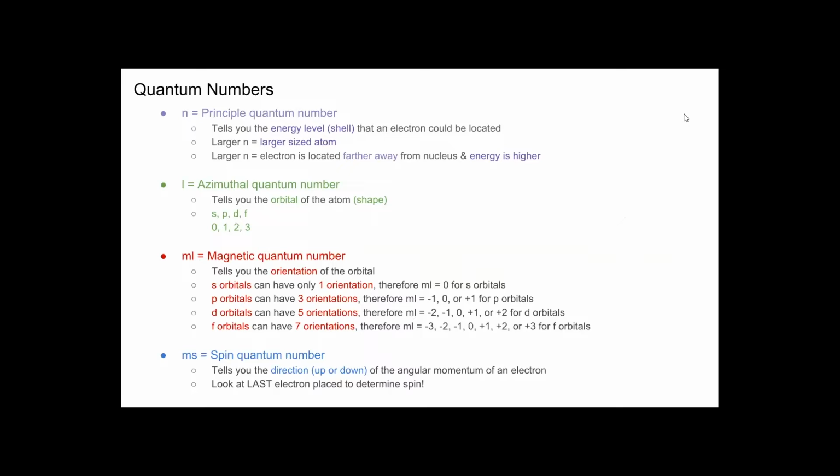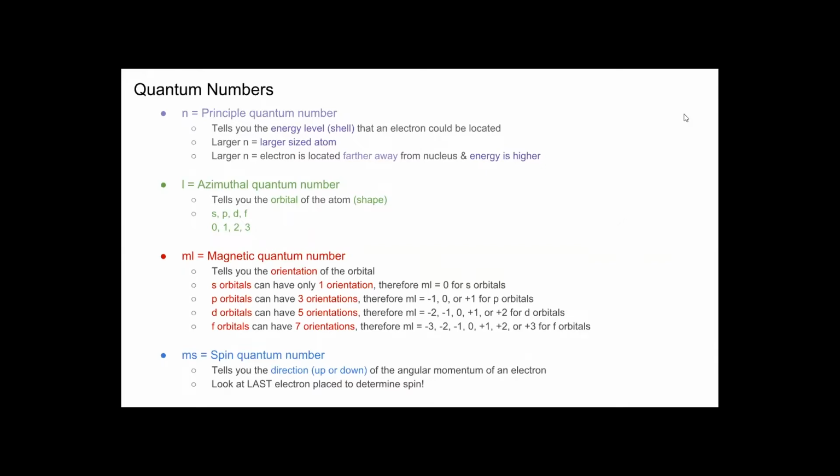And then the next one is called L. L is the azimuthal quantum number, and this tells you the orbital or the shape of the atom. So there are 4 types of orbitals, S, P, D, and F, and we use the numbers 0, 1, 2, and 3 to represent these 4 different orbitals.